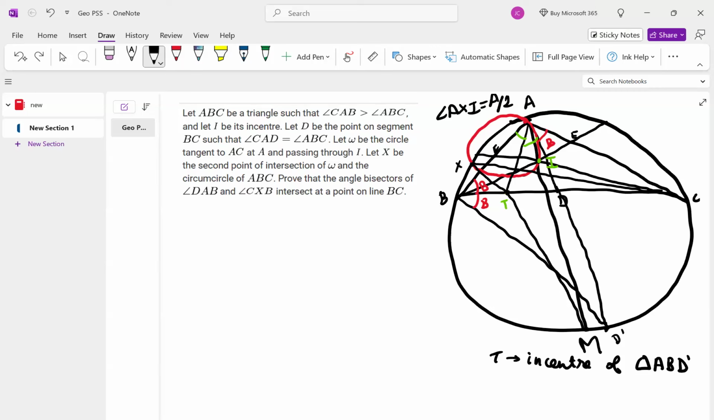Or we can alternatively show that BX by XC is BT by TC. Yeah, that's also true. BX by XC is equal to BT by TC, that's just the angle bisector theorem. If you have an angle bisector, say, oh yeah, yes, okay.